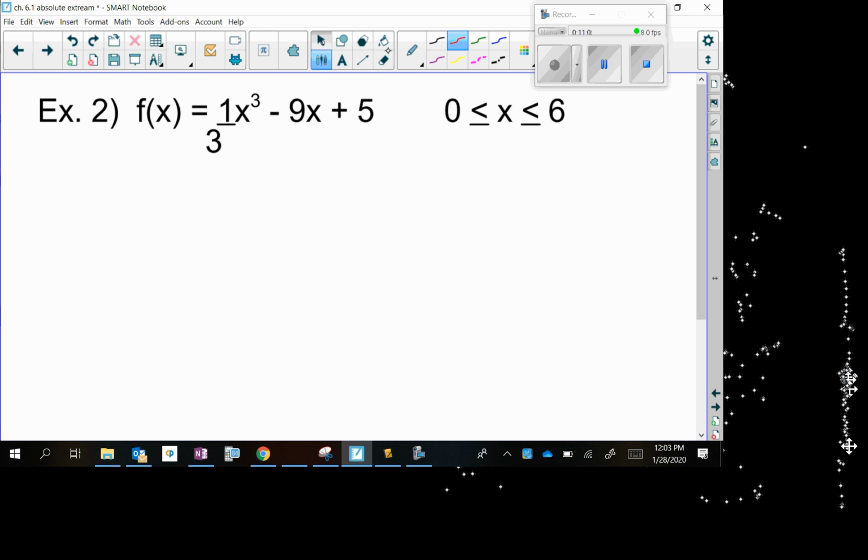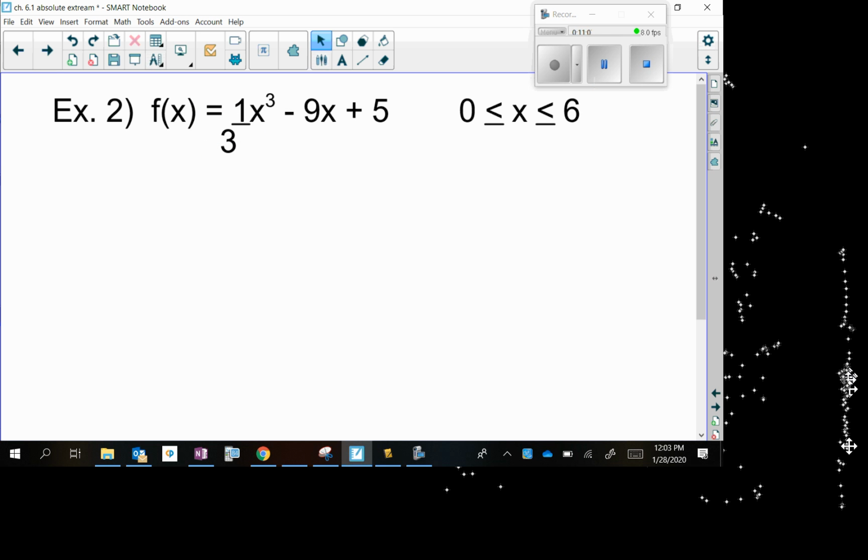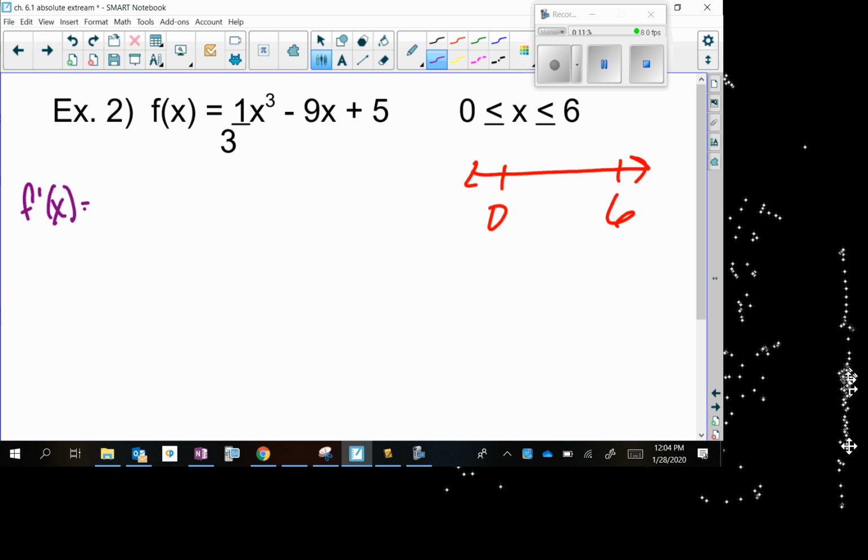Again, this 3 should be over, yeah, that should be 1/3, an extra third. So again, this is just more notation of what it could look like, right? We're only concerned about x greater than or equal to 0 and less than or equal to 6. So we've got 0 to 6, and we don't care about anything that falls outside. So we know we're going to check 0 and 6, but we also need to see any critical numbers, right? So we take the derivative. 3 times 1/3 gives us 1, x squared minus 9.